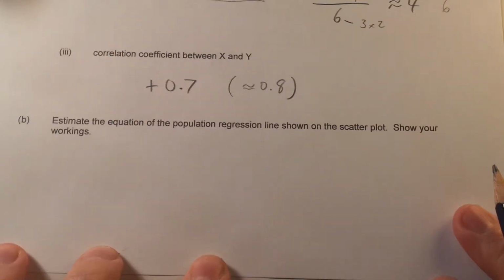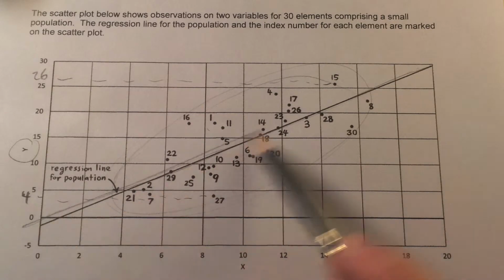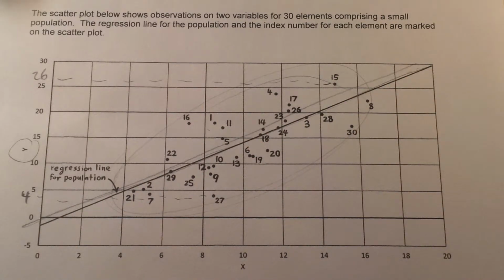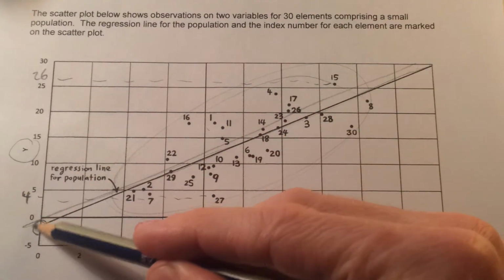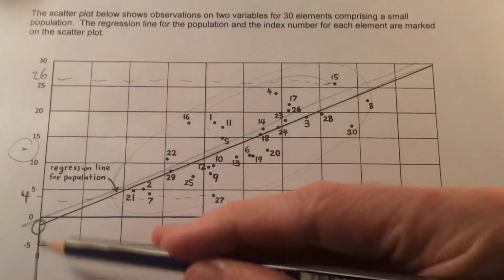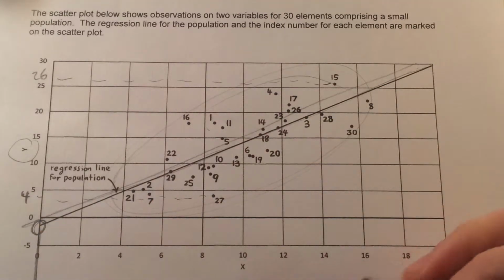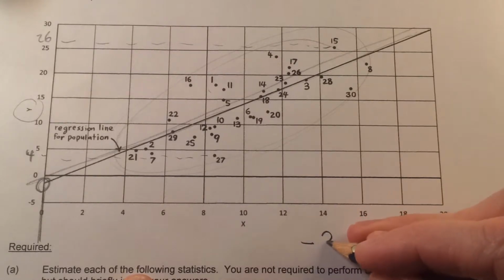The second part, part B, says estimate the equation of the population regression line that's shown and show your workings. So up here we have a line drawn, and in order to define a line, one way of doing this is to work out its slope and then its y-intercept. Well, we can already see what the y-intercept is down here, bearing in mind that this is the x equals 0 here. So when x is equal to 0, y looks to be equal to about negative 2. So I'm going to write my answer here, negative 2.